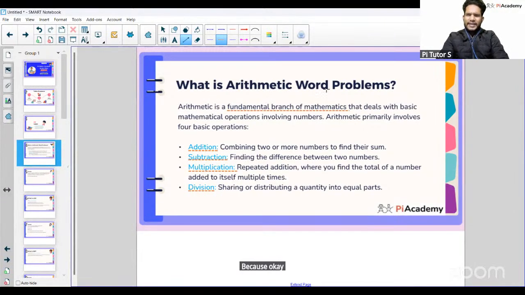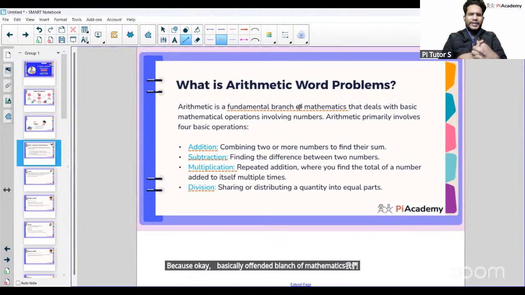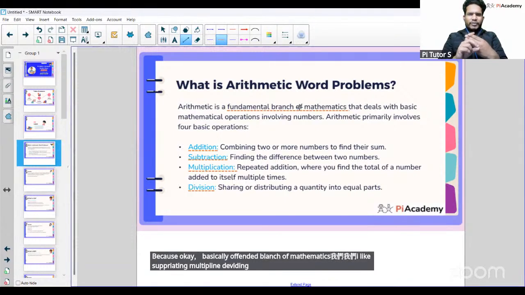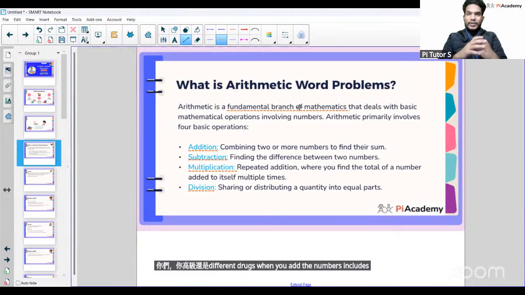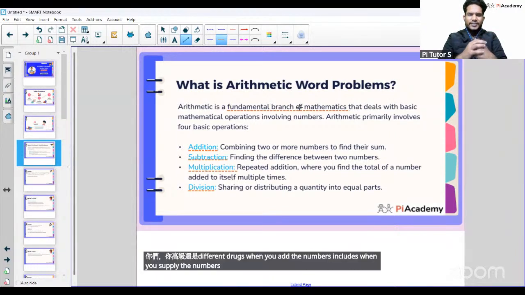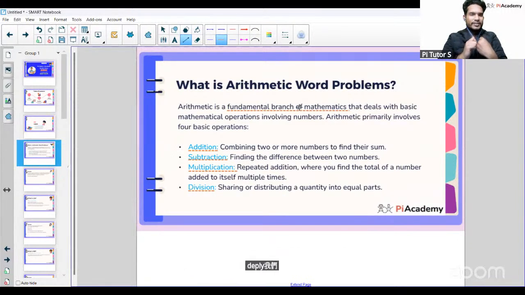Okay. So now, what is arithmetic? It's basically a fundamental branch of mathematics. Well, let's not go into the terms, but yes, it's a very important part of mathematics. It's adding, subtracting, multiplying, dividing. We call them different operations, isn't it? Because you have different rules. When you add, the numbers increase. When you subtract, the numbers decrease. When you multiply, it increases, but it increases much more than addition, right? Or we can say that multiplication is much stronger than addition.